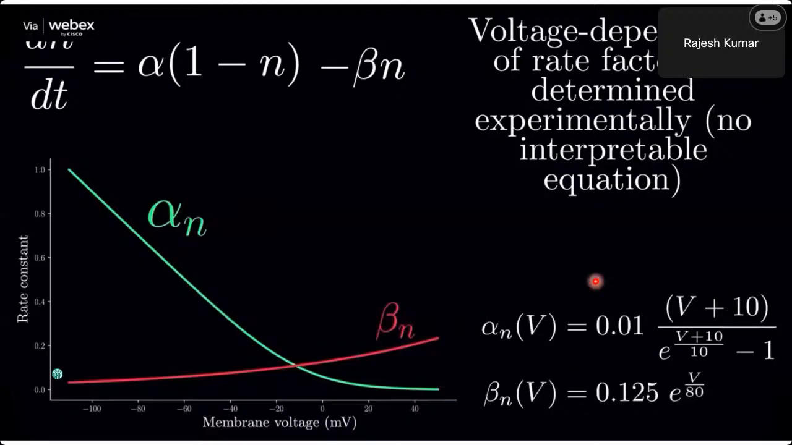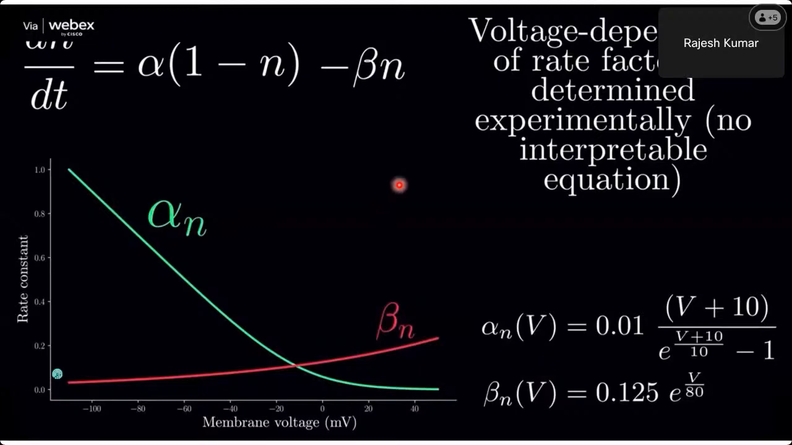So people try to find out the empirical relations, and then they find that a rate constant depends on the membrane voltage. So this is the relation. Now this is more complex. Just try to understand.